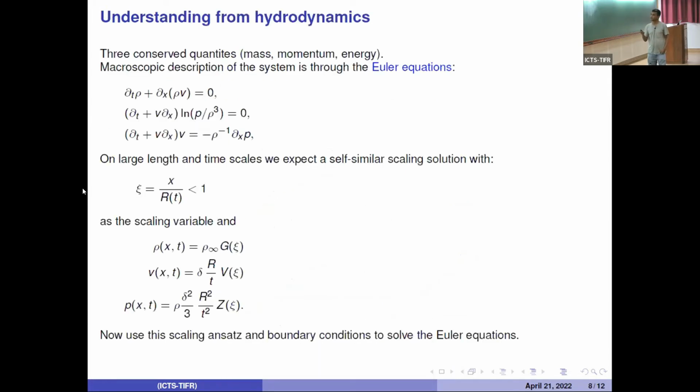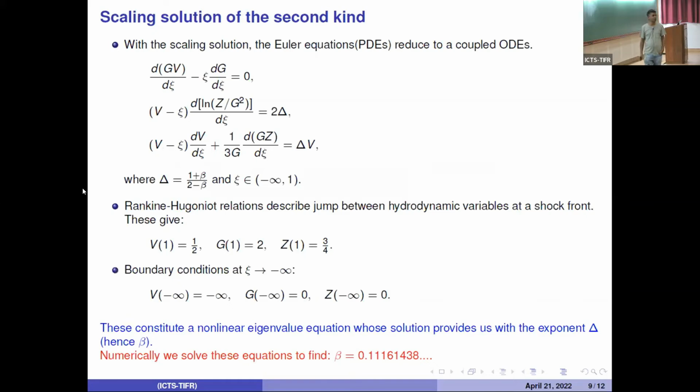Okay, so we want to find this. Again, we'll use hydrodynamics to understand this. The bulk of the system is described by these hydrodynamic equations, the Euler equations. And like Santosh said, we expect that at long times you get scaling solutions, and the scaling variable is x by R(t). Then you define the scaling functions g, v, and z. Now you plug this back into these equations, and you get some nonlinear ODEs.